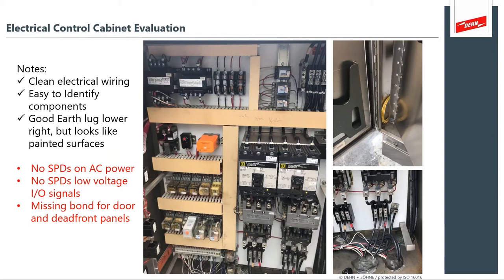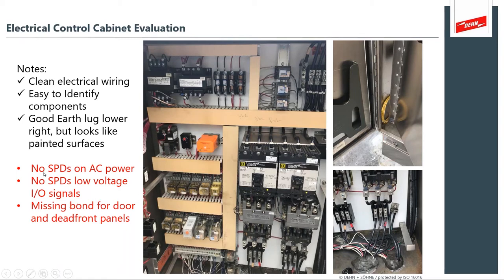When you're looking at your panel, you're a panel operator and you have these panels across your site, it's important to evaluate your system. And you want to look for things like clean electrical wiring, check. You can do these inspections literally every day. You can go through your site, you're doing your preventive maintenance. Is it easy to identify your components? Check. Is there a good earth lug in the cabinet? In this photograph, you can see that in the lower right, we do have a good earth lug, but it looks like it's on painted surfaces. So this is something to pay attention to. How good is that bond through a painted surface?